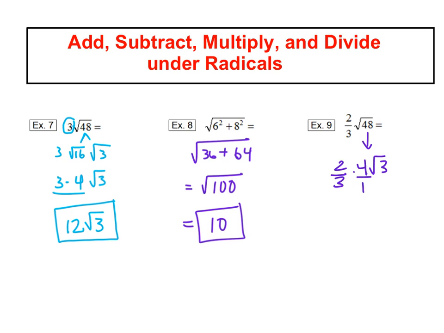So we can go ahead and multiply these numbers, the fraction and the 4. I made the 4 a fraction by putting a 1 underneath. You can multiply across the top. 2 times 4 is 8. 3 times 1 is 3. So we have 8/3, and then that square root of 3, because we didn't have any other square roots to multiply with, just stays as 8/3 times the square root of 3.